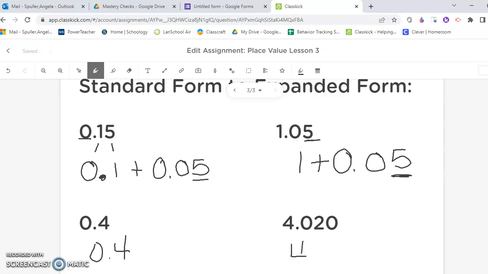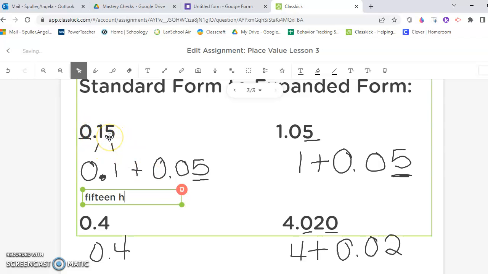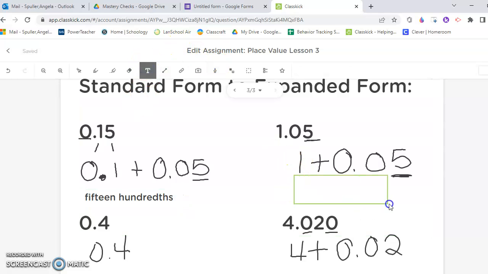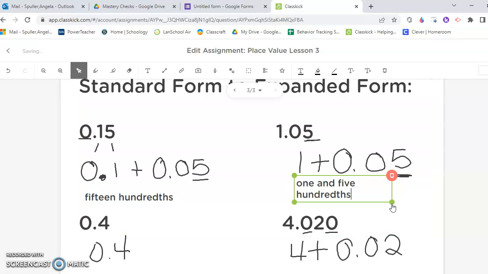We can't really expand it out, can we? But here we can say 4 plus 0.02. Okay. Now, I have a 0 here, so I didn't do anything, and I had a 0 there. I didn't do anything. All right, so let's talk about how we would say these words. Well, to say this one, we would say fifteen, and what place does it end in? Well, it ends in the hundredths. And here I would say 1 and, because there's that decimal, 5, and we end in the hundredths.